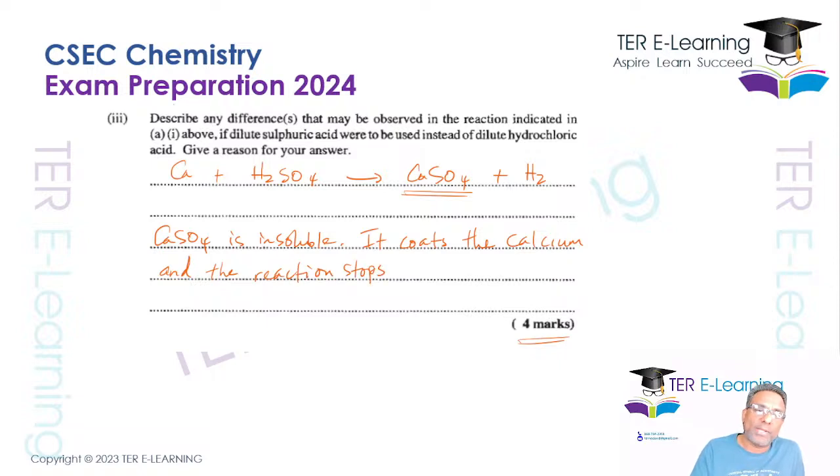Now, what is happening here? So you have a piece of calcium. But when you start to react with the sulfuric acid, you're going to form calcium sulfate on the outside. So you have H2SO4 on the outside here, and it's trying to get to the calcium. But if you form this insoluble calcium sulfate on the outside, the sulfuric acid can't reach the calcium. So the reaction stops.